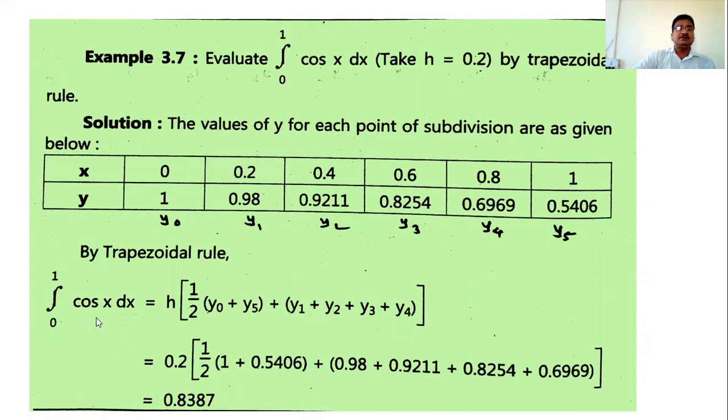And if we find this integration by using the usual rules, the integration of cos x is sin x, and then the value at the limits, upper limit minus lower limit, that is sin 1 minus sin 0. Sin 0 is 0, so it is sin 1. If you find sin 1 by using a calculator, then we get this answer. So we can also find the correct answer, and we can also find the error.